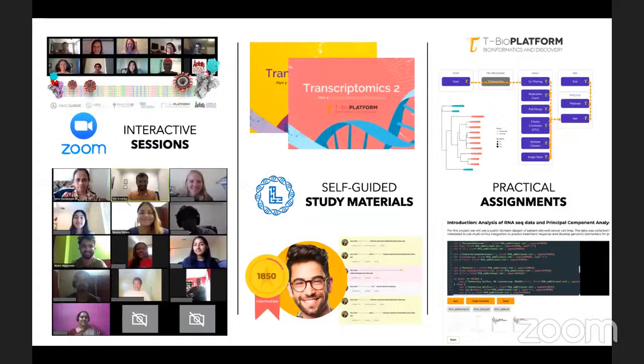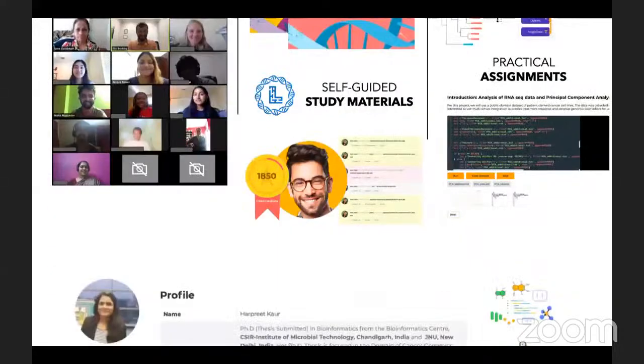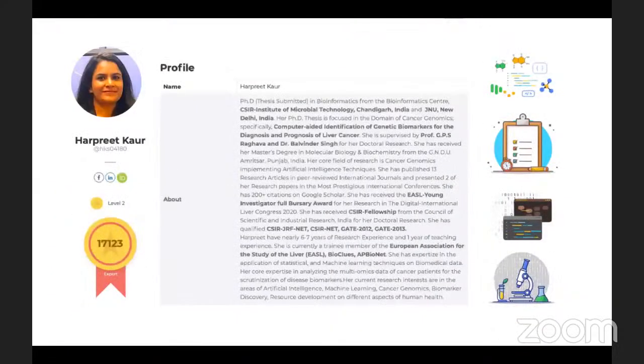So with this, let me invite our Omics Logic trainer, Dr. Harpreet Kaur. Dr. Harpreet Kaur is one of the trainers that will help facilitate many of the sessions, and her areas of specialization are NGS data, genomics, transcriptomics, and application of machine learning. So with this, I will give it over to you, Dr. Kaur. Thank you, Dr. Mohit.